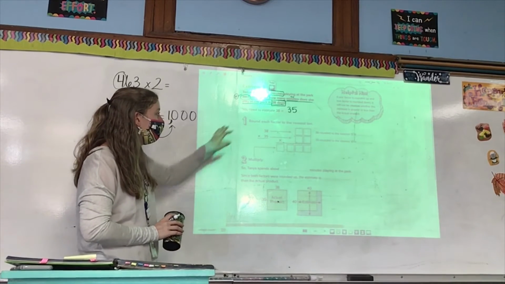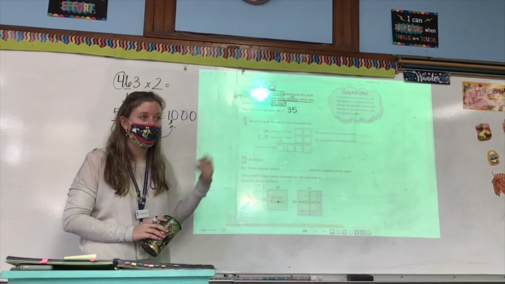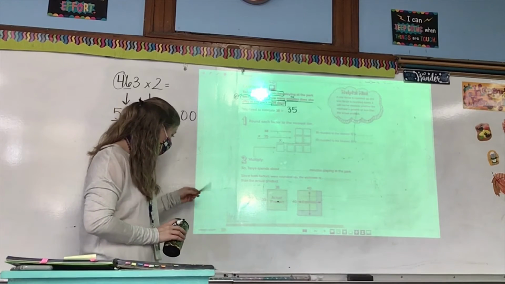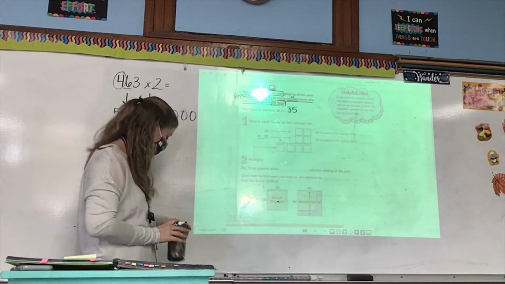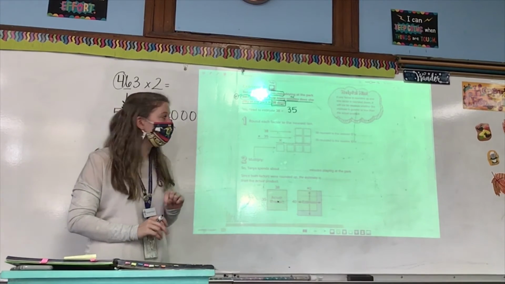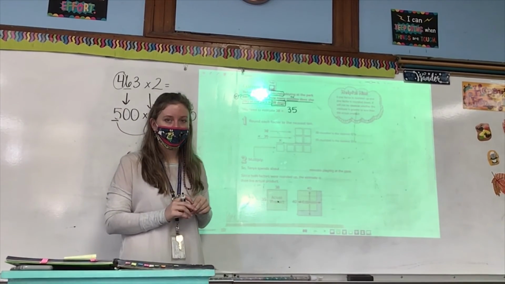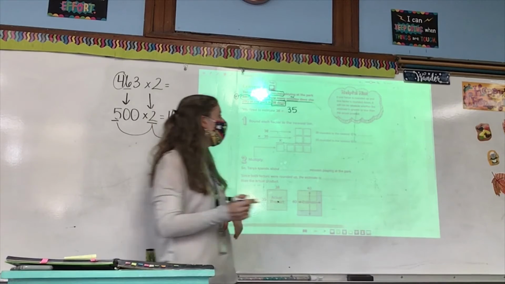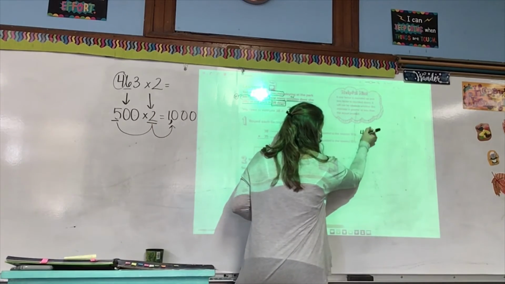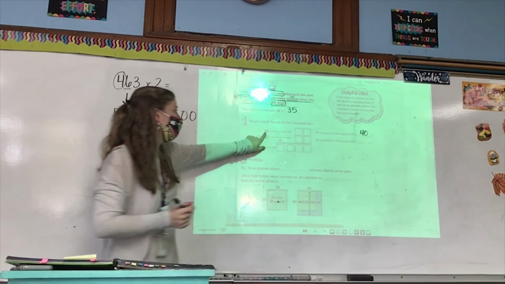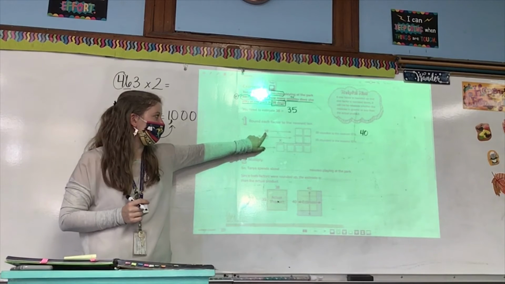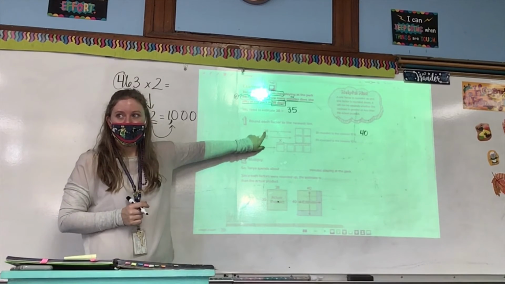So, step 1, we round each factor to the nearest 10. Carla, 38 rounded to the nearest 10 is what? 40. Good, because the digit to the right of the digit in the place we're rounding to is 5 or above. So we add 1.